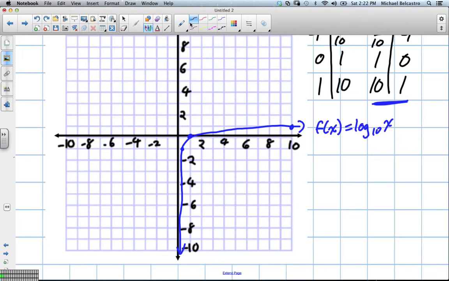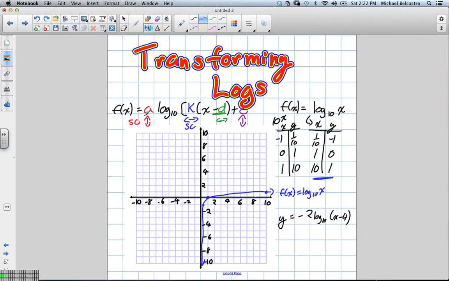Let's look at this one here. They've given us y equals -2 log base 10 of x minus 4. Quickly, what two numbers are involved here? 2 and 4. What do they stand for in terms of our unknown variables, A, K, C, and D? -2 is our A, and 4 is our D, because it's inside the brackets. So that's going to represent our D.